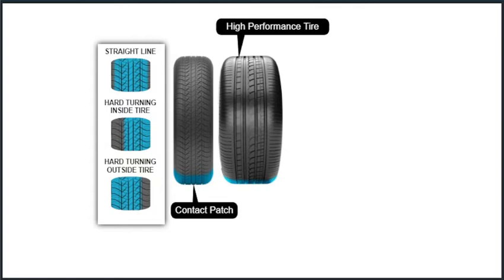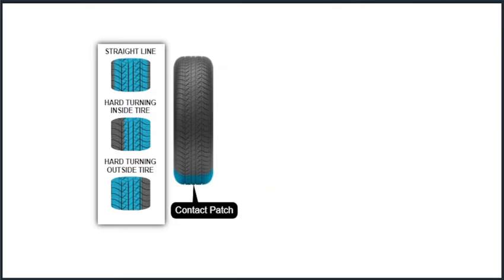Tire pressure affects a vehicle's handling by reducing or increasing the tire's slip angle. Slip angle is the difference between where the tire is steered or pointed and the tire's actual direction of travel. Higher tire pressures reduce the slip angle.